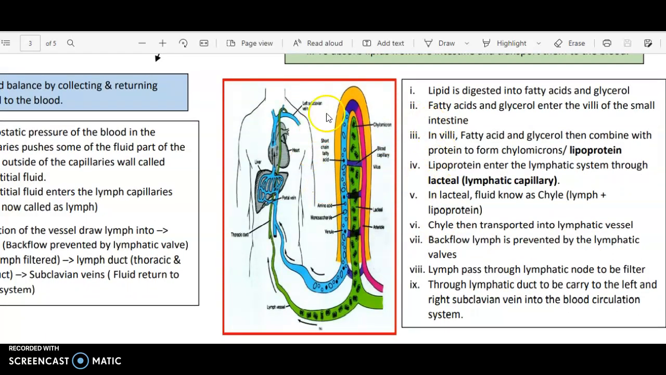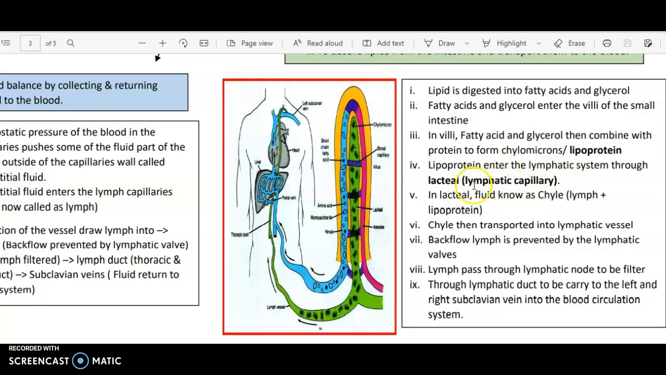So kita tengok dekat sini. Lipid is digested into fatty acid and glycerol. Lipid comes from our food lah. Then fatty acid and glycerol enter the villi of the small intestine. Dia akan masuk dalam villi. So in the villi, the fatty acid and glycerol recombine, and then they will combine with protein to form chylomicrons or lipoprotein. Then this lipoprotein may enter the lacteal, which is the lymphatic capillary.